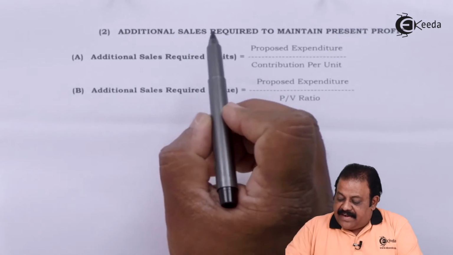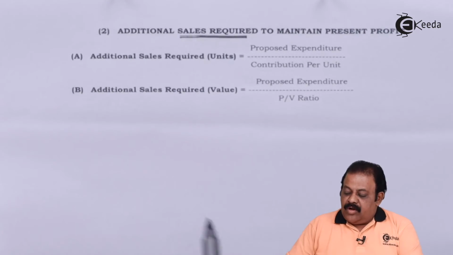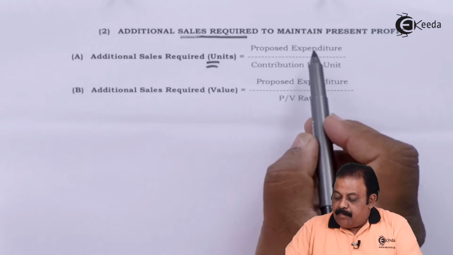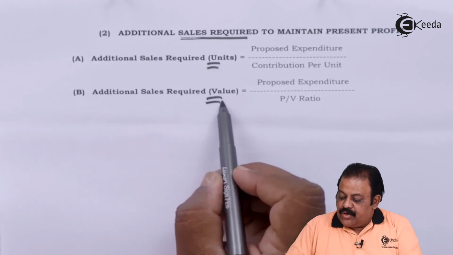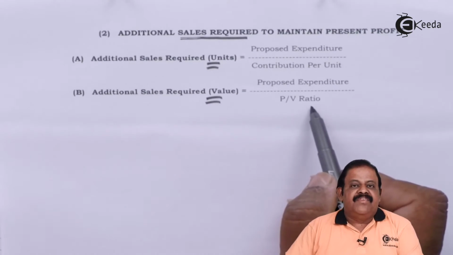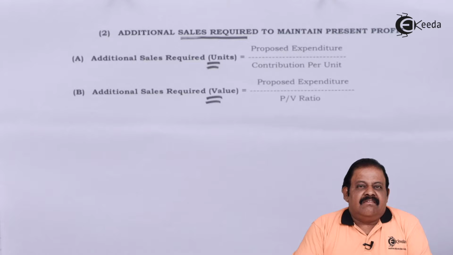Additional sales required to maintain the present amount of profit: the formula for additional sales required in units is proposed expenditure divided by contribution per unit. Additional sales required in value is proposed expenditure divided by PV ratio. So we have discussed all elementary concepts of marginal costing. With the help of these formulas, we can take various important decisions of business, like whether to produce or purchase a product from the market, or decisions like how to use installed capacity, or decisions like discontinuing a particular line of product, etc.